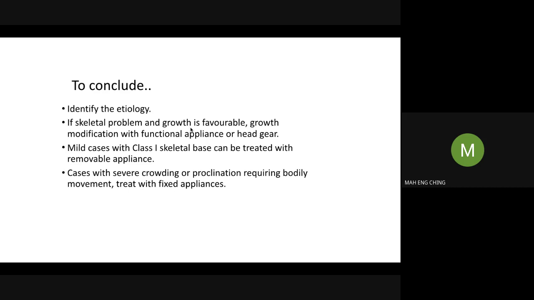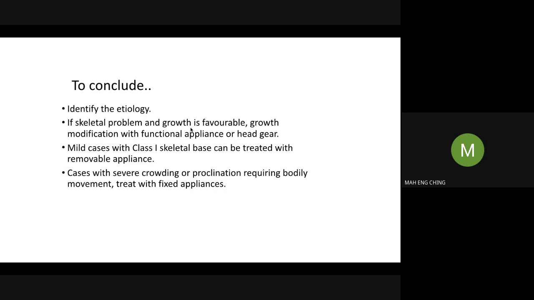So a mild case with a skeletal Class 1 base can be treated with a removable appliance. Let's say there is slightly proclined upper incisor and we have some gaps, then maybe you can use a simple removable with a labial bow just to bring the upper incisor back. By doing that, the patient will change from potentially incompetent lips to competent lips. Then cases with severe crowding or proclination that require bodily movement, we always treat with the fixed appliance.